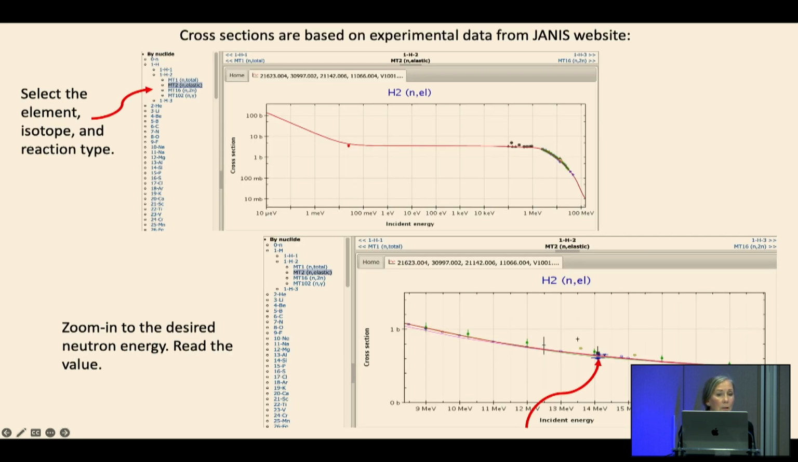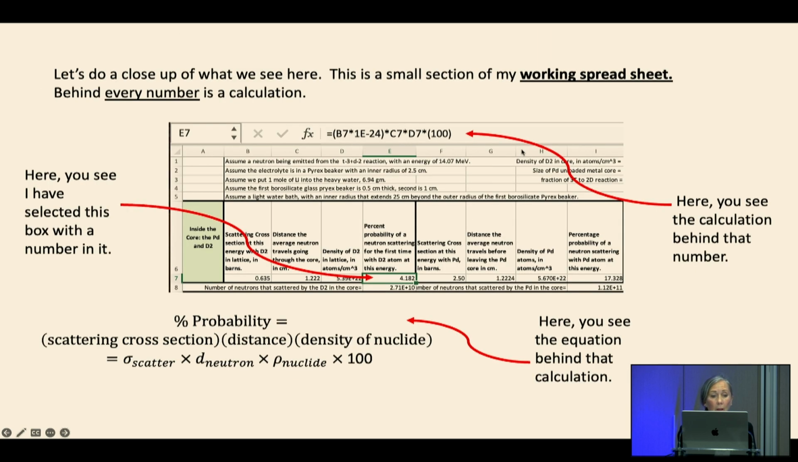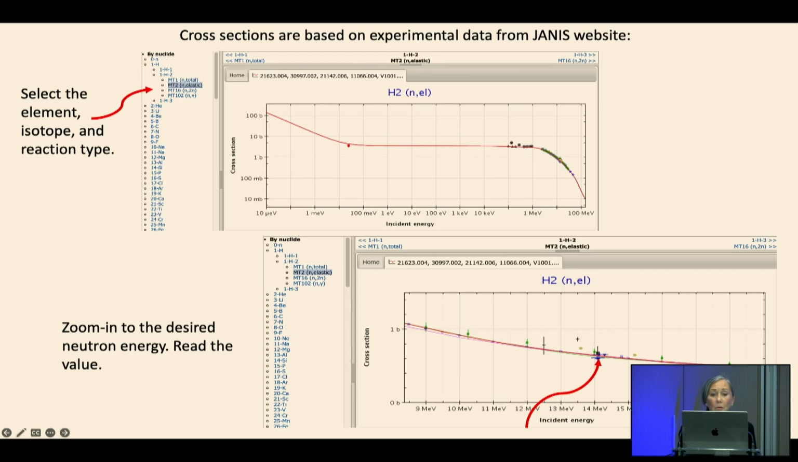The cross-sections are based on experimental data from the JANIS website. First, you select the element, hydrogen. Then you select the isotope, hydrogen-2. Then you select the reaction type. For scattering, that is elastic. You see the curve here. Then you select the energy right here. I zoom into the energy and you can read the value for that reaction type.